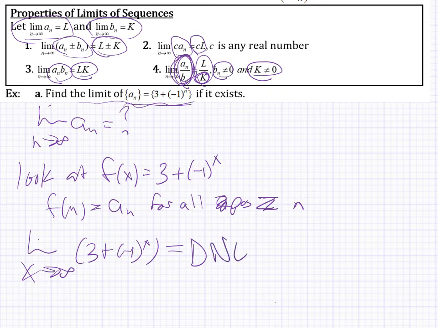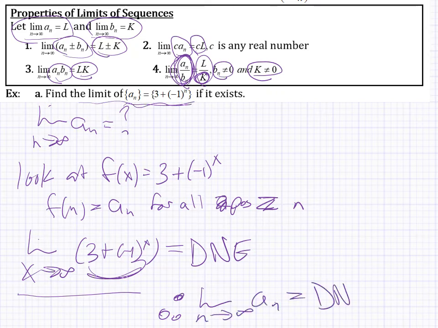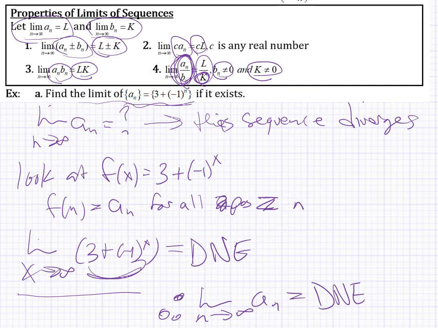doesn't exist. Why do we know that? Because we know that this thing just keeps switching back and forth between 2 and 4 and 2 and 4 and 2 and 4. So we know for a limit to exist, it has to approach a single finite value, and therefore it doesn't exist. So then we could say, therefore, the limit as n goes to infinity of a sub n also does not exist. Okay? We could also say that the sequence diverges. So therefore, this sequence diverges. All right? When the limit doesn't exist, the sequence diverges.